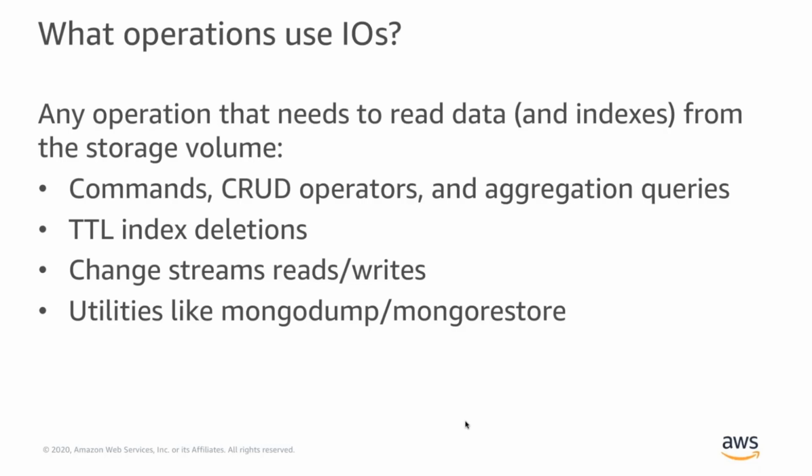If you think about TTL indexes, they definitely read and delete data as well, so that's going to cause IOs. Change streams, right? If you enable change streams on your cluster, which is a change data capture feature, every time you write new data to that change stream, that's going to be an IO. And if you read from that change stream, that's going to be an IO as well. And then certainly utilities like mongodump and restore. If you take a full dump of your cluster, that's certainly going to use IO because you're going to be reading every single bit of data from your storage volume and then writing that out to say an EC2 instance or an S3 bucket or whatever. So that's going to cost IO as well.